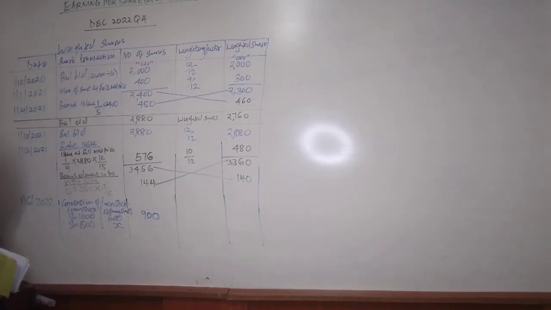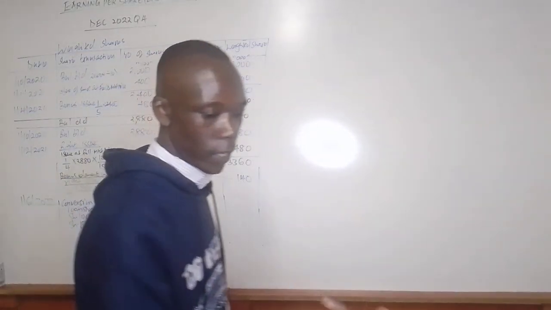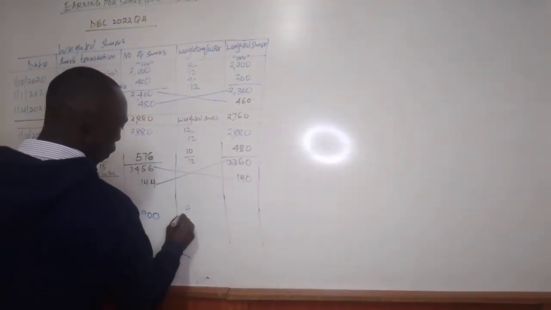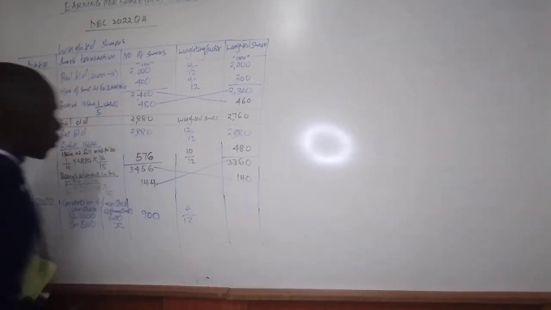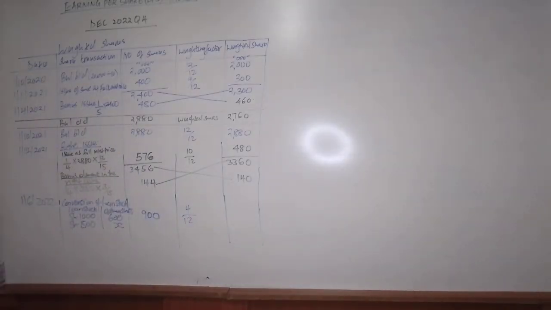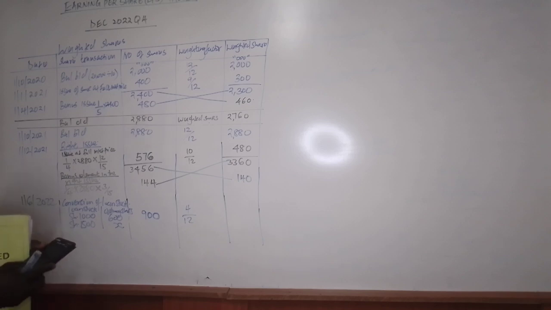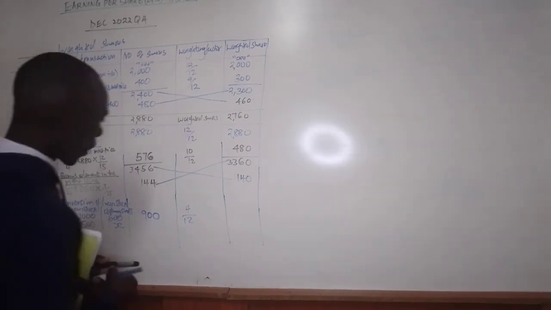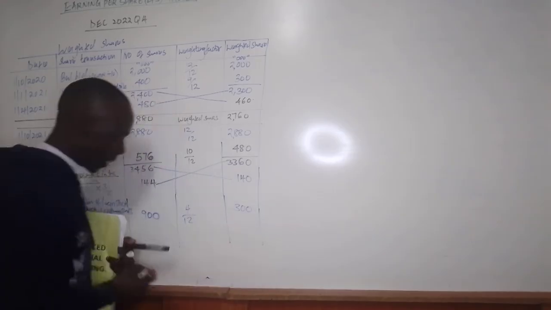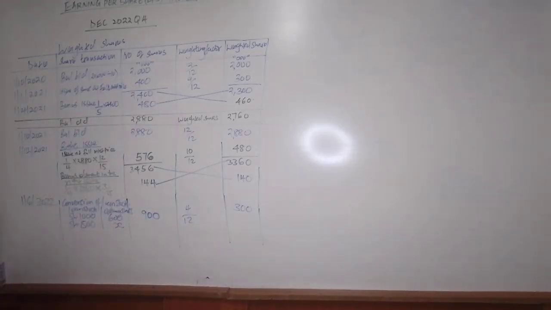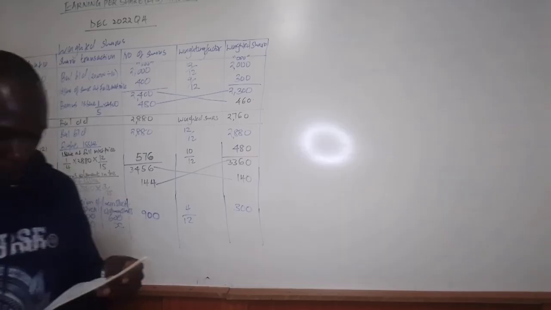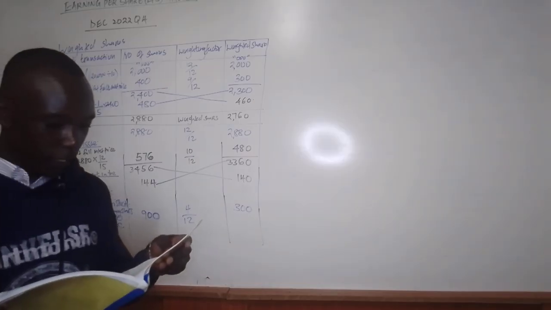Then the conversion is weighted from June to what? To September. So we have June, July, August, and September. How many months? It is 4 out of 12. So in that case, it will be 900 multiplied by 4 out of 12. So we will get 300. Then we continue.